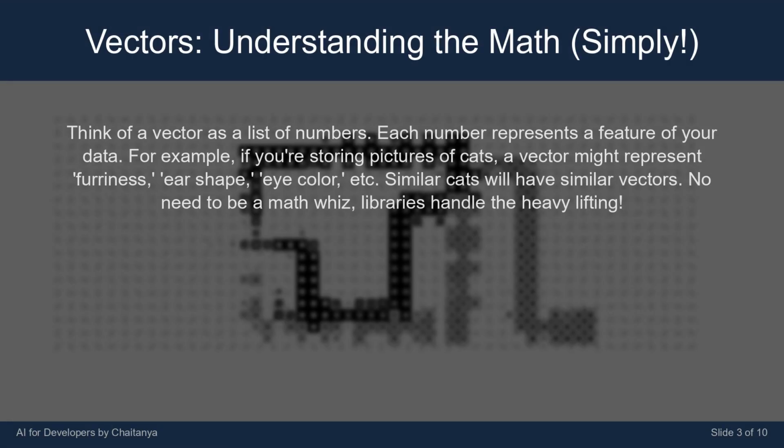Think of a vector as a list of numbers. Each number represents a feature of your data. For example, if you're storing pictures of cats, a vector might represent furriness, ear shape, eye color, etc. Similar cats will have similar vectors. No need to be a math whiz. Libraries handle the heavy lifting.